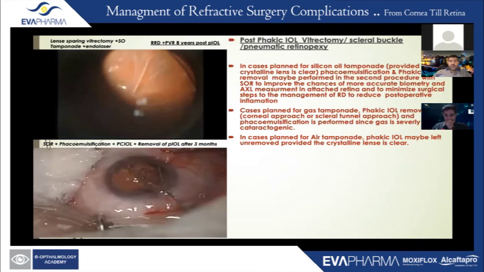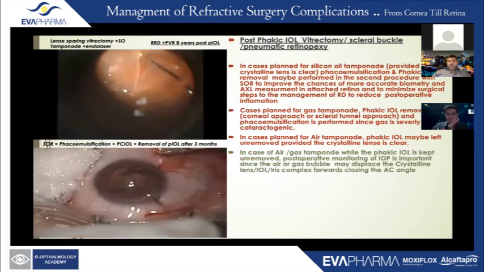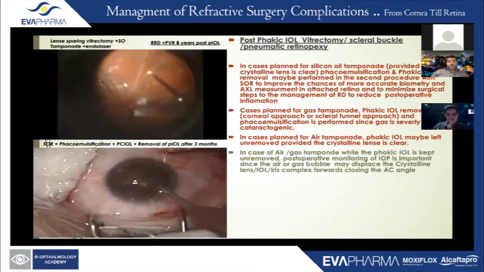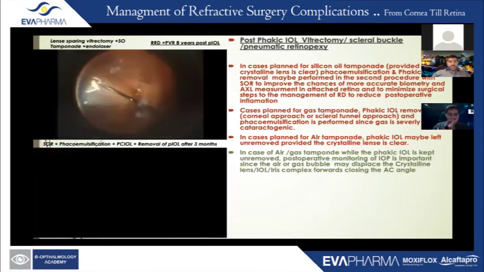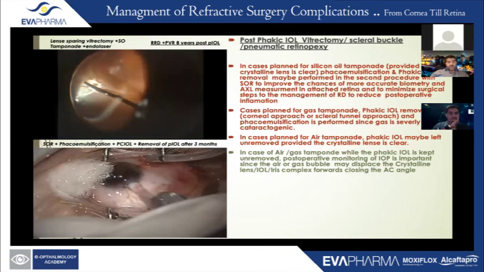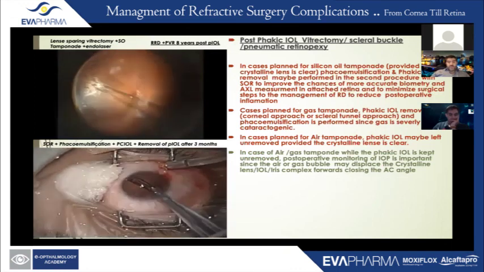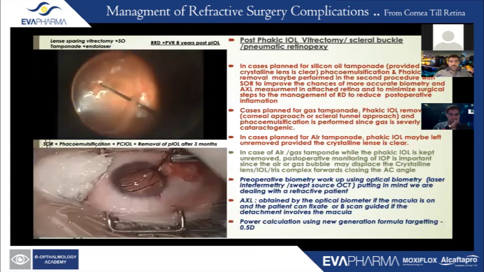In case of air or gas tamponade, we have to take care that post-operative intraocular pressure has to be monitored because of the forward displacement of the iris lens diaphragm, narrowing the angle and increasing the intraocular pressure. And again, biometry considerations are the same as in the post-LASIK case.